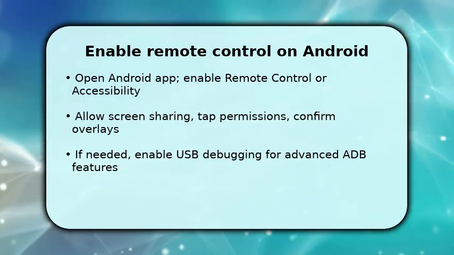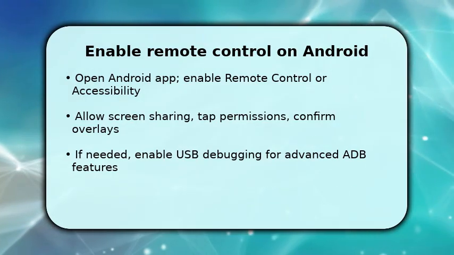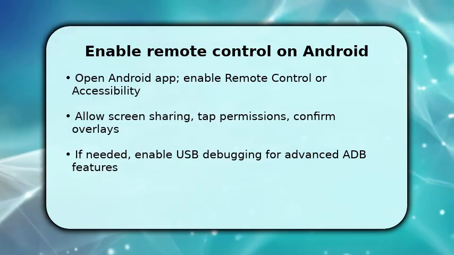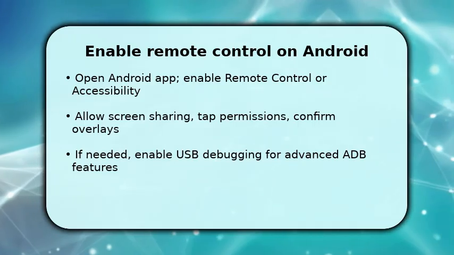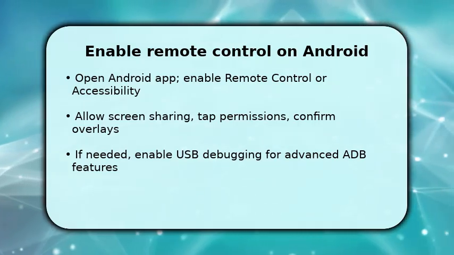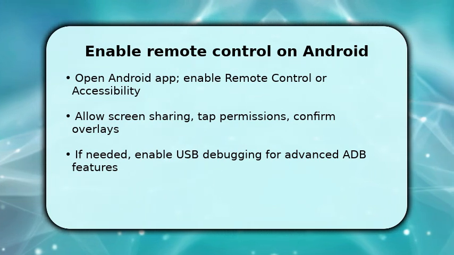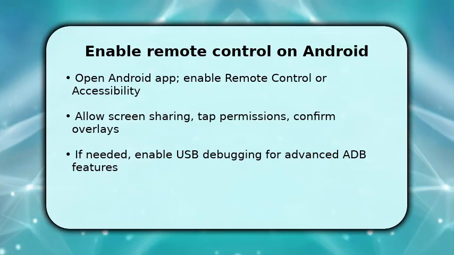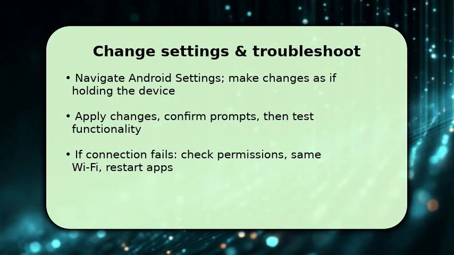If you plan deeper changes to system settings, enable developer options and USB debugging. In Android settings, go to About, tap Build number 7 times, then open Developer options and turn on USB debugging. Once these are established, initiate the remote session from the iPhone, and you'll see the Android screen ready for direct interaction.